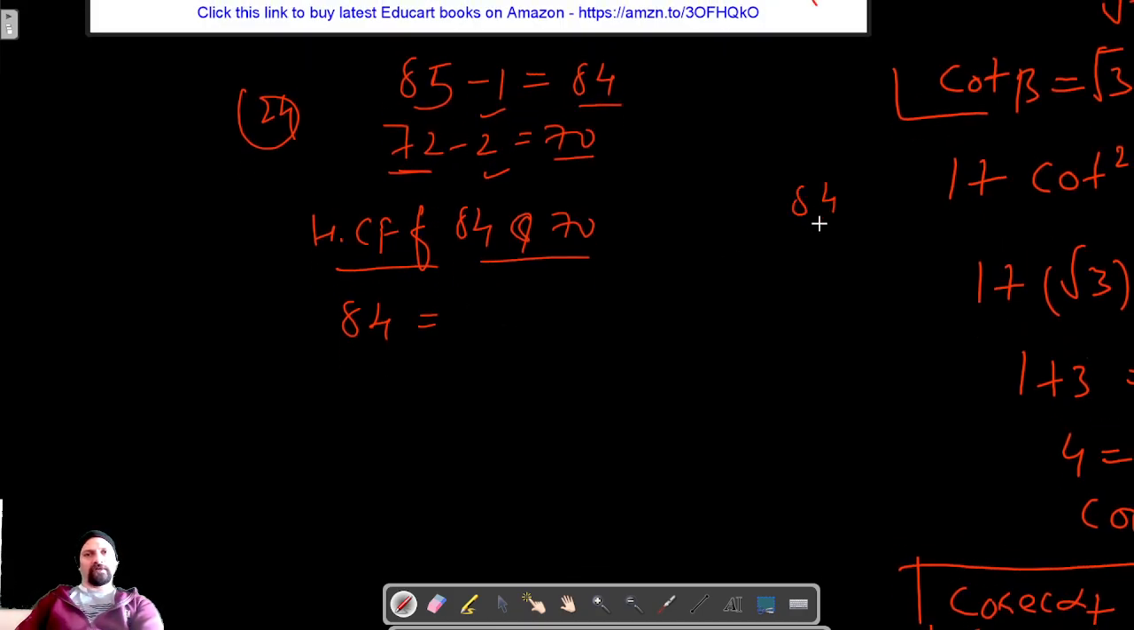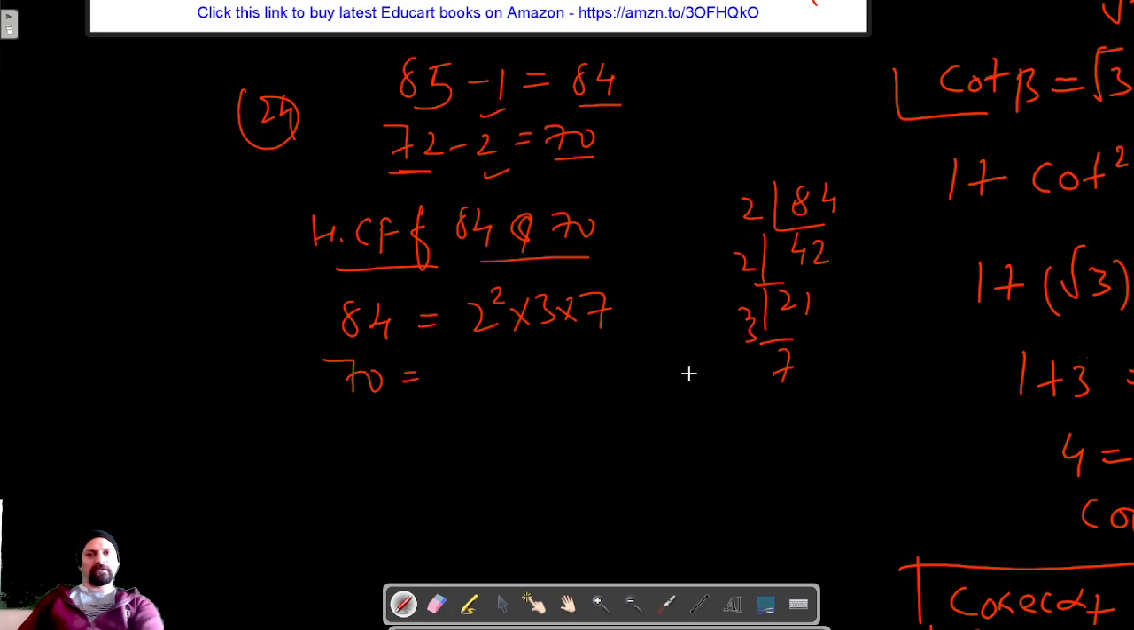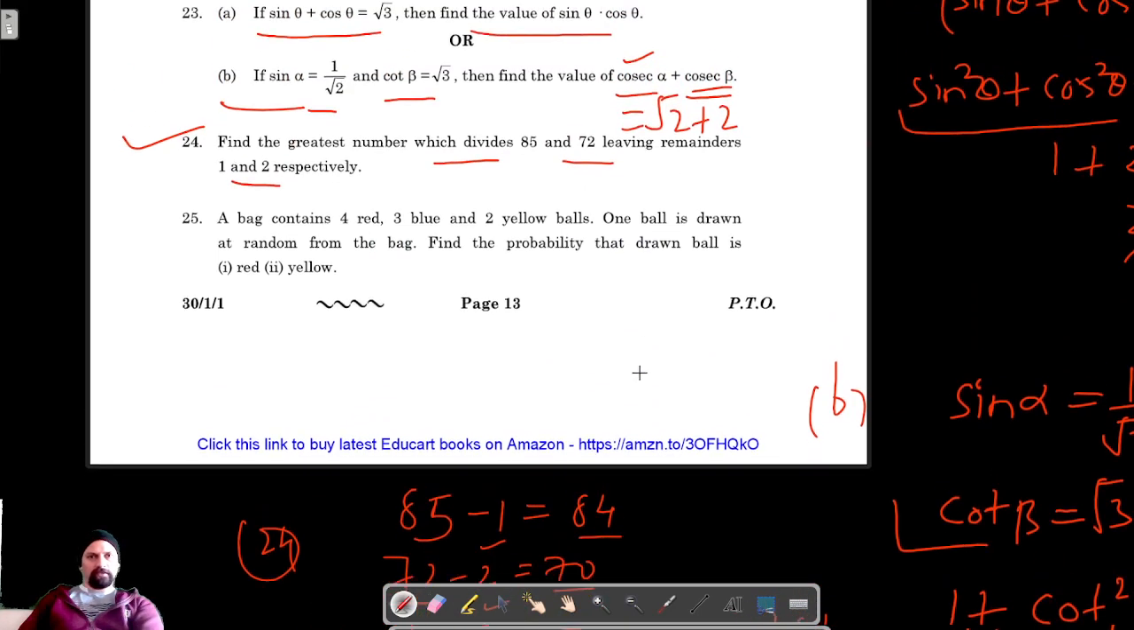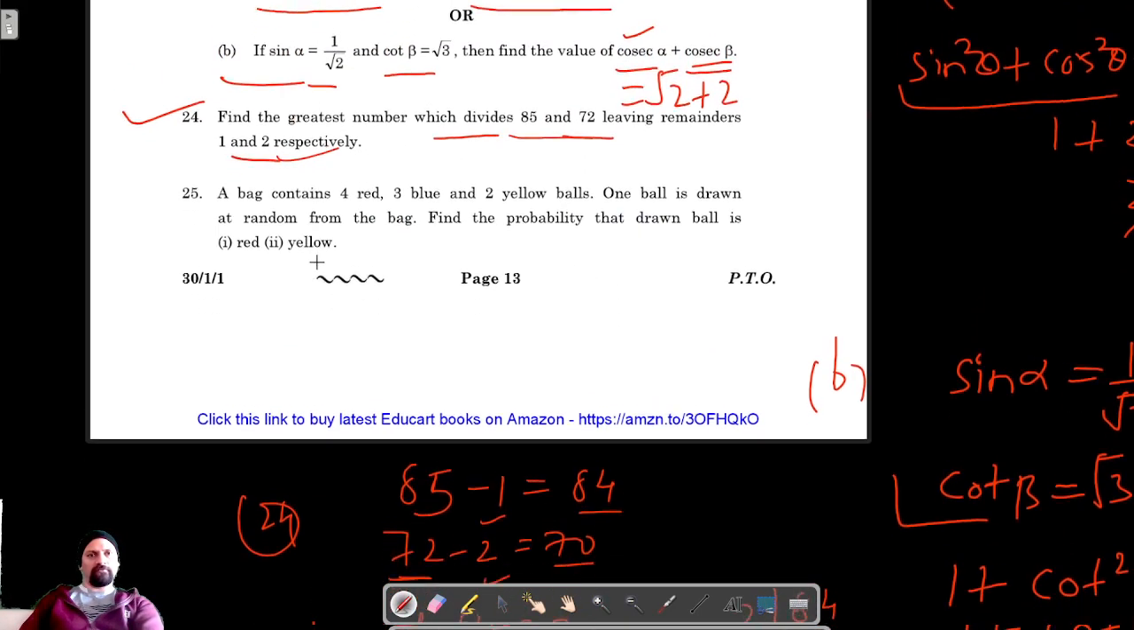So 84, if we factorize, is 2 into 42, 2 into 2 into 21, and 3 into 7. This is 2 square into 3 into 7. And 70 divided by 2 is 35, and 7 5s are 35. This is 2 into 7 into 5. So the common factors are 2 and 7. So HCF is equal to 2 into 7. Between 2 square and 2, the smallest is 2, and common in 7 and 7 is 7. So HCF is 14. So 14 is the greatest number which divides 85 and 72, giving remainder 1 and 2 in each case.